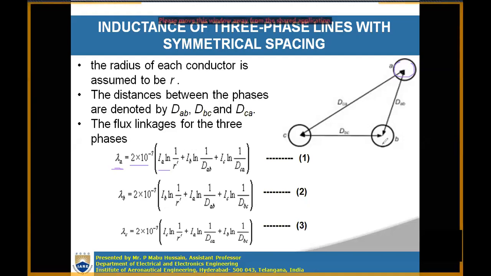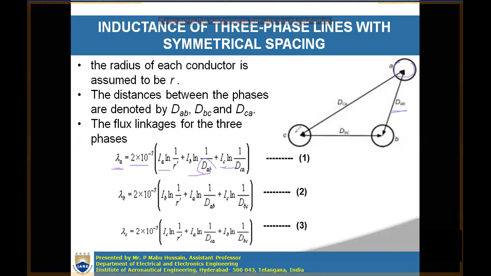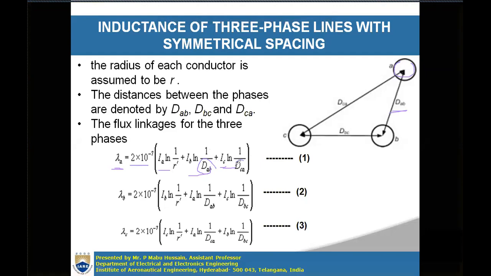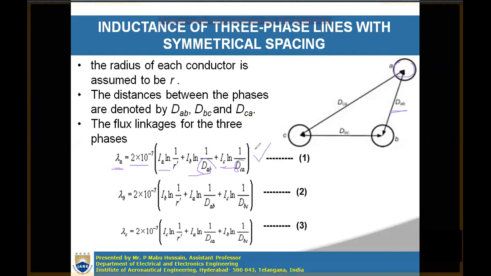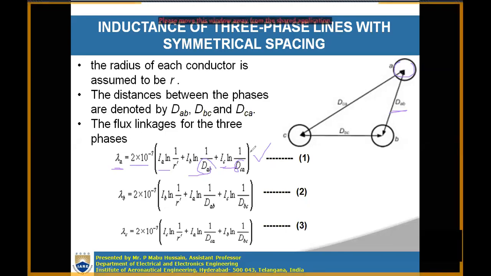Plus the current flowing through IB. When you consider the flux linkage linking with conductor A due to the current flowing through IB, it is IB ln 1 by the distance from conductor B to conductor A, which is DAB, plus, due to current flowing through IC, IC into ln 1 by the distance from C to A, which is DCA. So this is the total flux linking with conductor A due to current flowing through all the three phases.